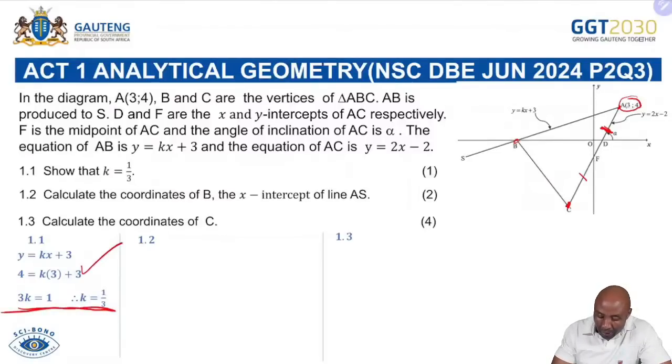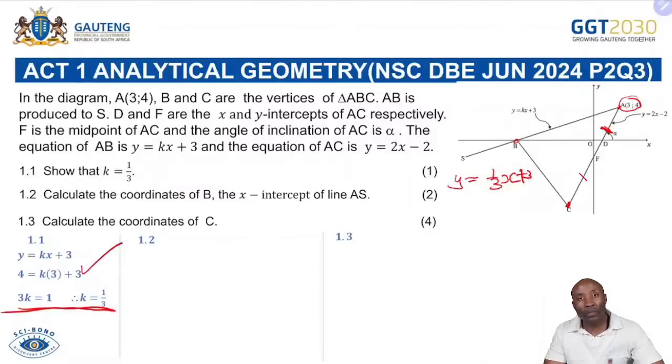1.2, you have to calculate the coordinates of B, the x-intercept of line AS. So even if you have failed to answer 1.1, you must be able to get the marks for 1.2 because they've given you that k is 1 over 3, which means your starting point, where there's k, you can put 1 over 3. It means the equation of that straight line will be y is equal to 1 over 3 x plus 3. That's what you are using to move forward now.